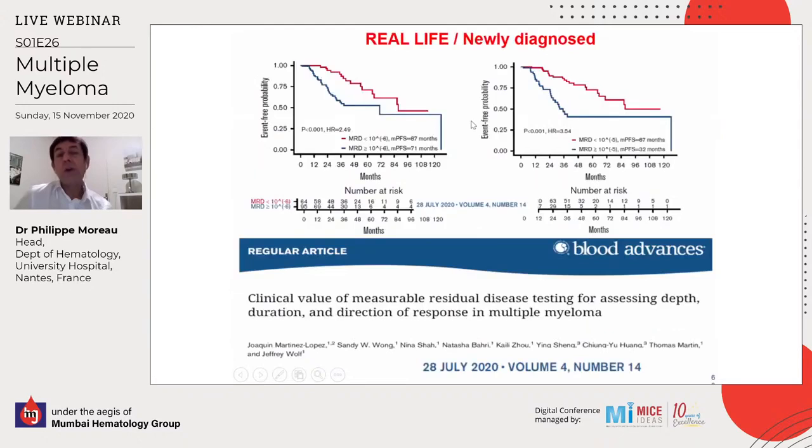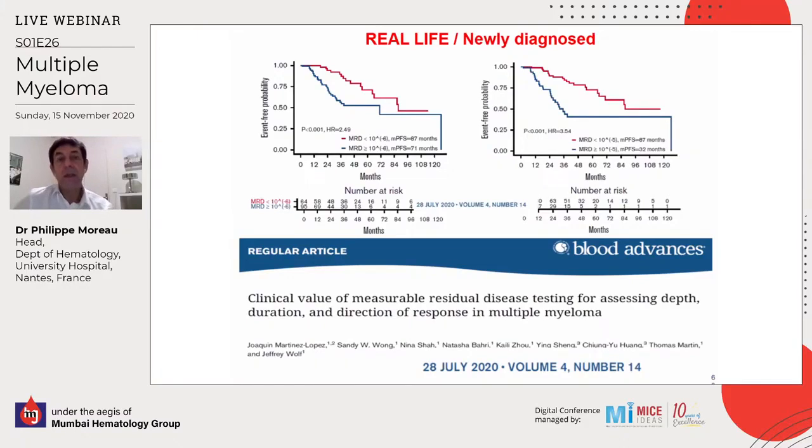Is it true in the real life, in fact? Because we spoke here about Cassiope, VTD-DARA, we spoke about VRD-DARA, but in 2 clinical trials for selected patient population. This is also true in the real life, and this paper is coming from the group of California, recently published in Blood Advances.